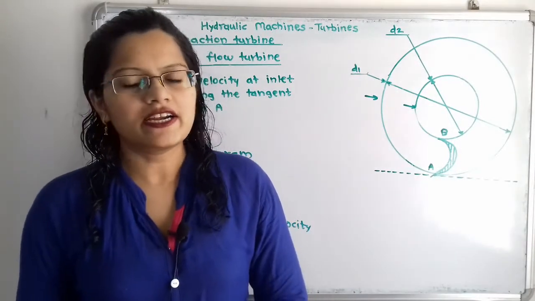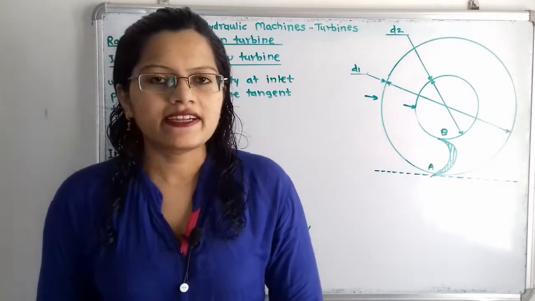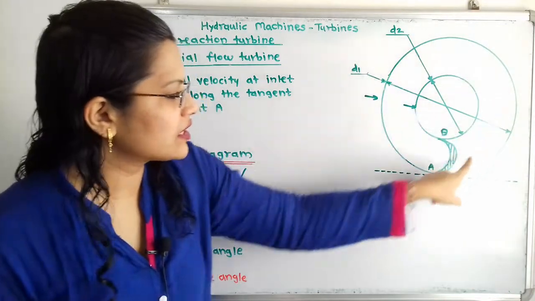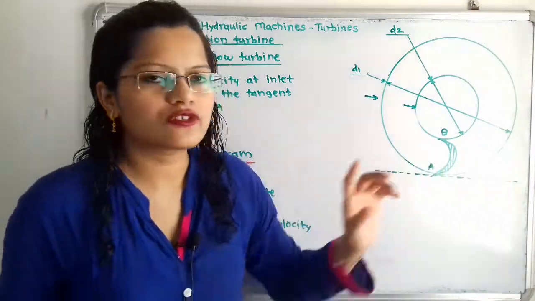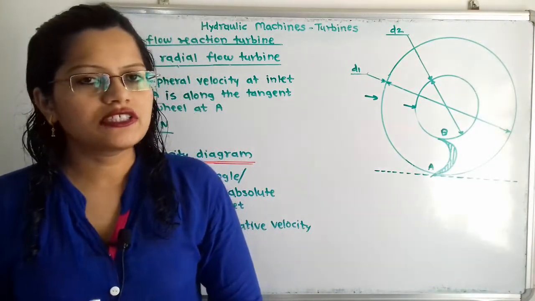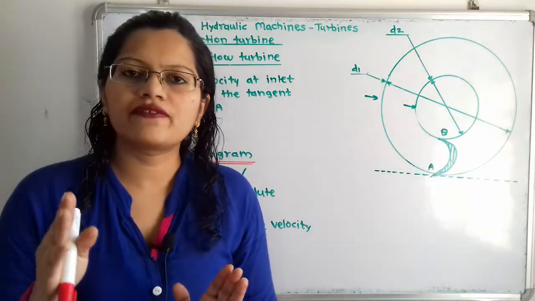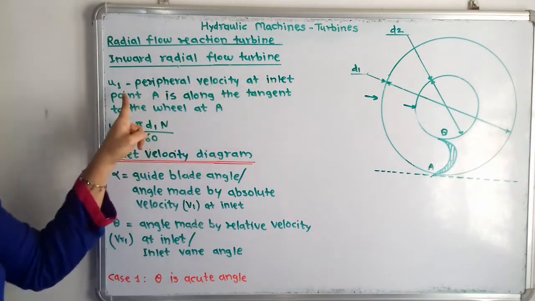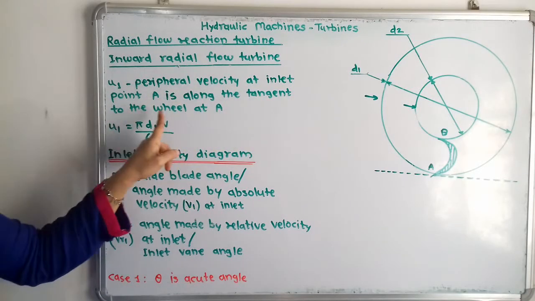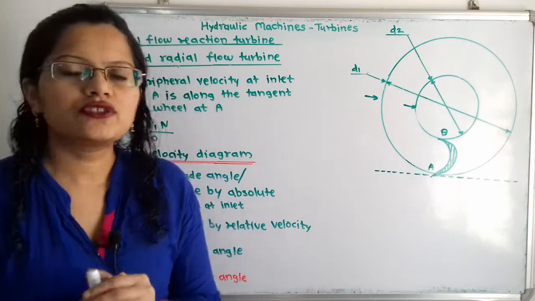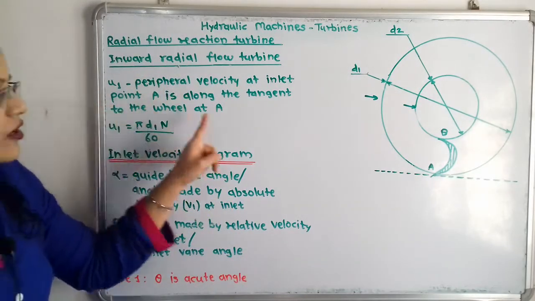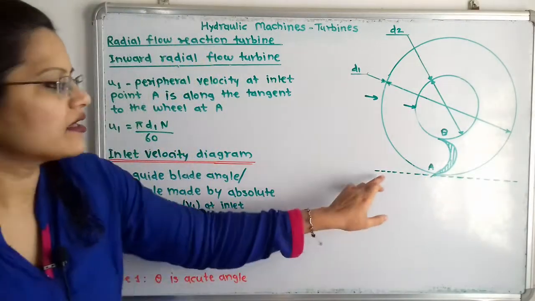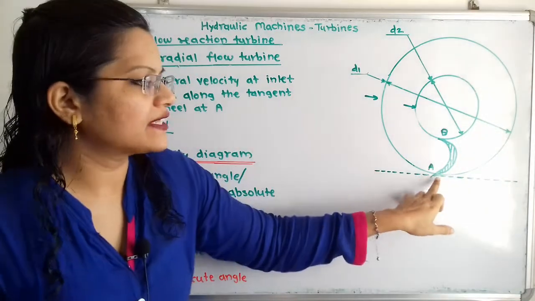Now we will draw the inlet velocity diagram. For that, at the inlet tip A, we will draw one tangent, because this point A is on the circle. All the velocities at the inlet tip we will denote with the suffix 1. So we will consider u1, the peripheral velocity at inlet point A, which is along the tangent to the wheel at A. So we have to show velocity u1 along the tangent at this point A.